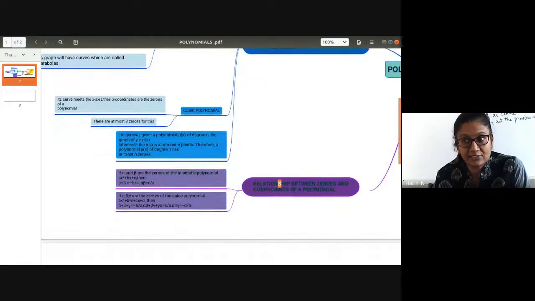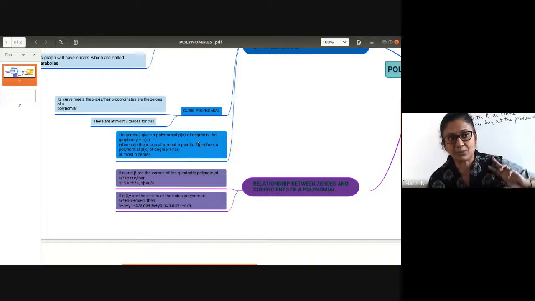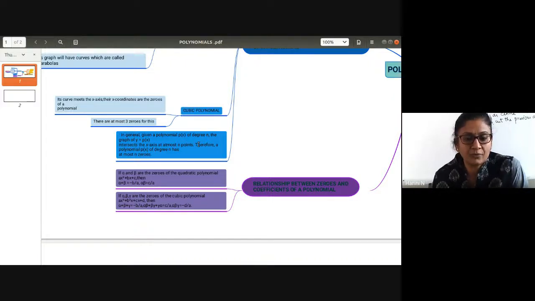Then the second major thing is the relationship between the zeros and the coefficients of a polynomial. This is another learning point that we have. We will be dealing with this relationship in detail and we have to take up problems based on it. This is a very, very probable question in Section B, that is a 2 marks question, to find the relationship between the zeros and the coefficients of a given polynomial. So this is exactly what is in store for us in the entire chapter.